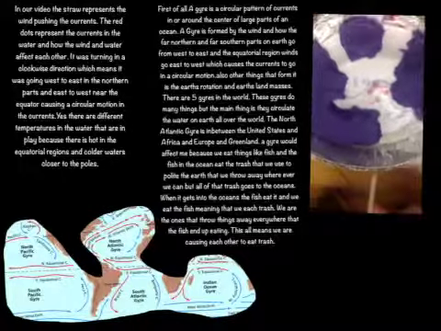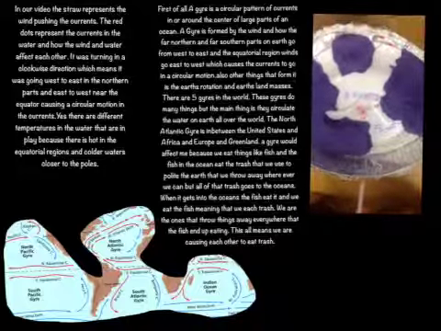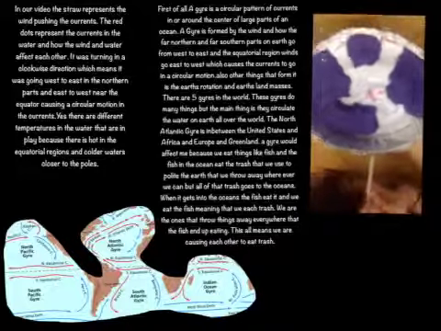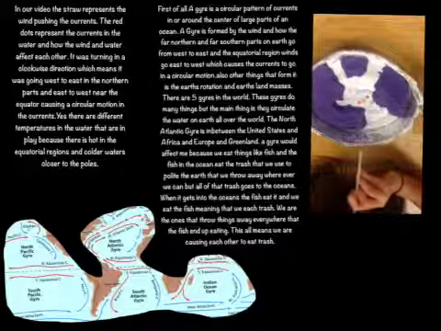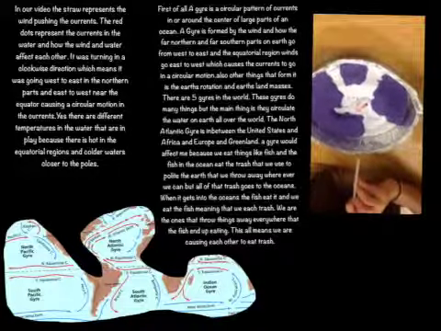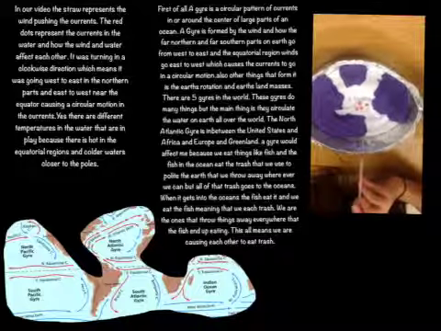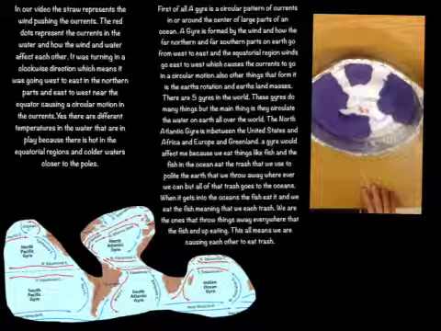First of all, a gyre is a circular pattern of currents in or around the center of large parts of an ocean. A gyre is formed by the wind and how the far northern and far southern parts of Earth go from west to east, and the equatorial region winds go east to west, which causes the currents to go in a circular motion. Also, other things that form it are the Earth's rotation and Earth's land masses.